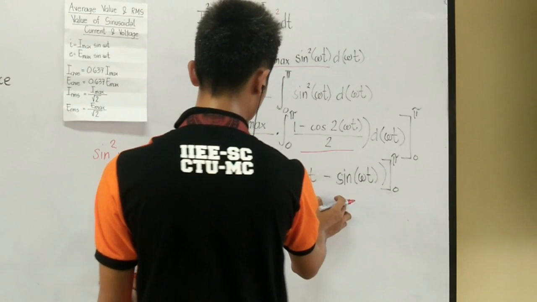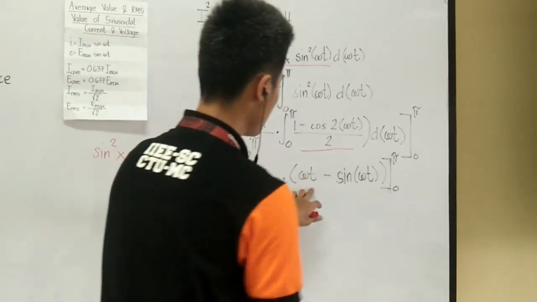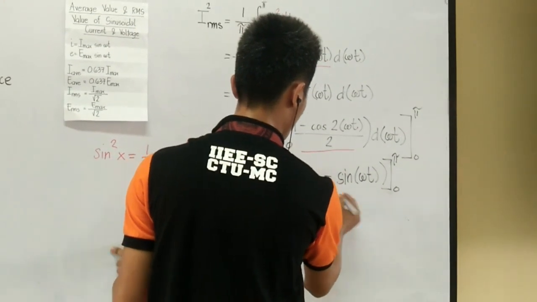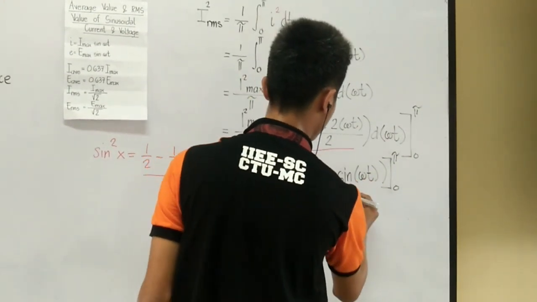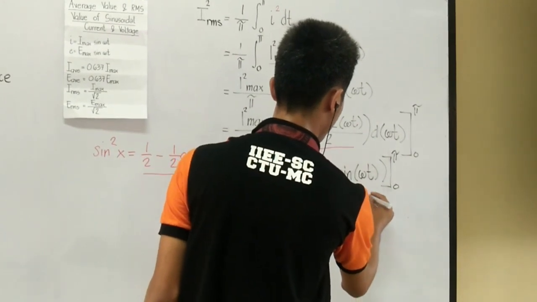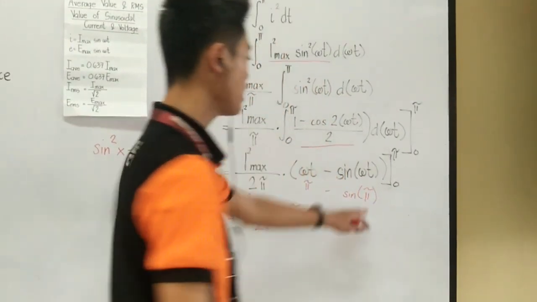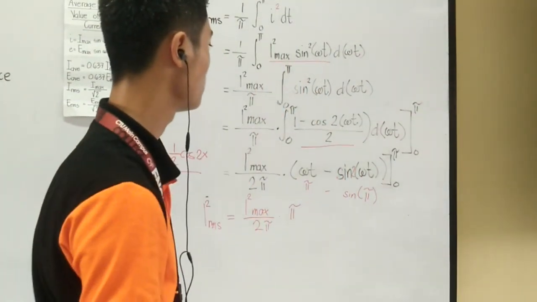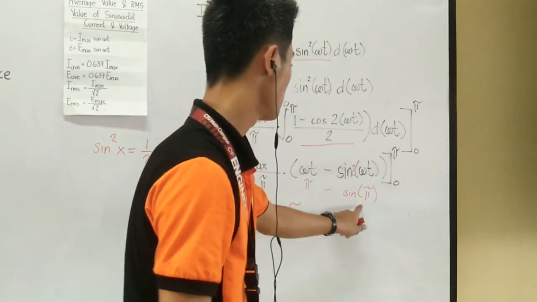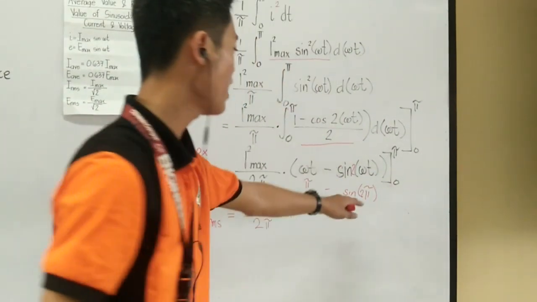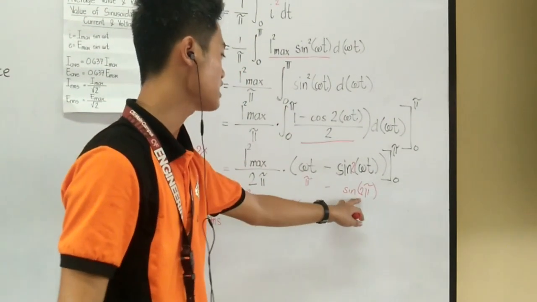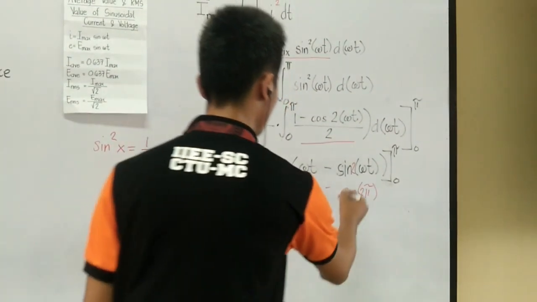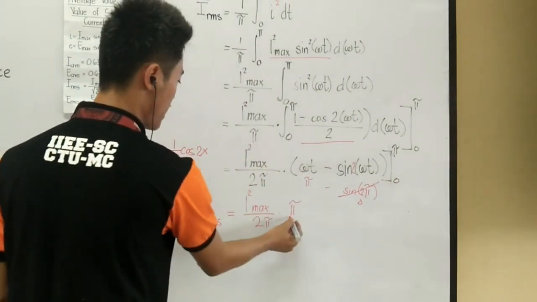We now have this to manipulate. Omega t, substitute with pi, minus sine omega t, sine pi. So pi here is 180 degrees. 180 times 2 is 360. So the sine of 360 degrees is 0, leaving it with a pi.